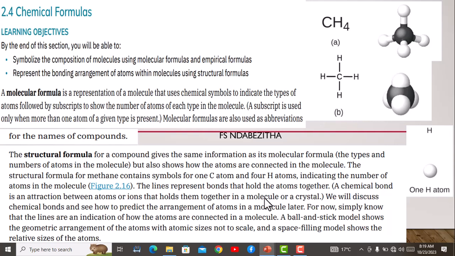Okay, a chemical bond is an attraction between atoms or ions that holds them together in a molecule or in a crystal. This is a point worthy of noting, that a chemical reaction begins with an attraction, because before they can react with each other, they have to attract one another, and the atom with more valency tends to draw an atom with less valency closer to itself.